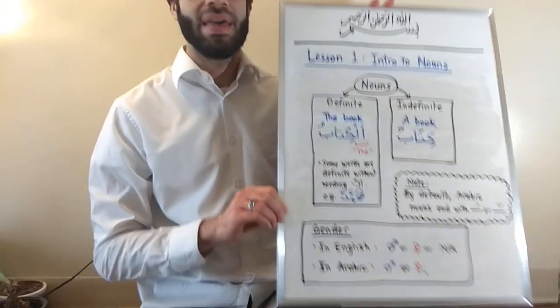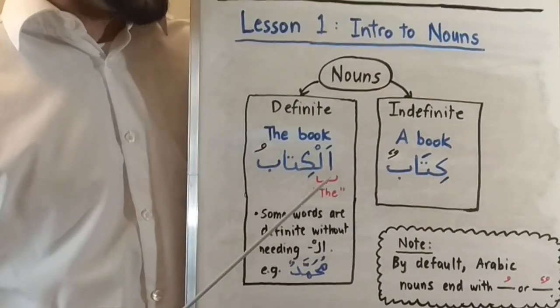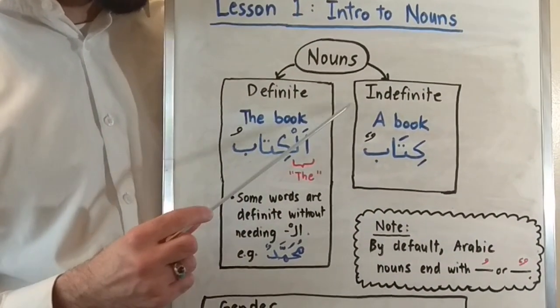In today's lesson, we're going to talk about nouns. A noun is a word that refers to a person, place, or thing. These are one of the most common classes of words in the Qur'an. So, just like in English, in Arabic, nouns can take on either definite or indefinite forms.